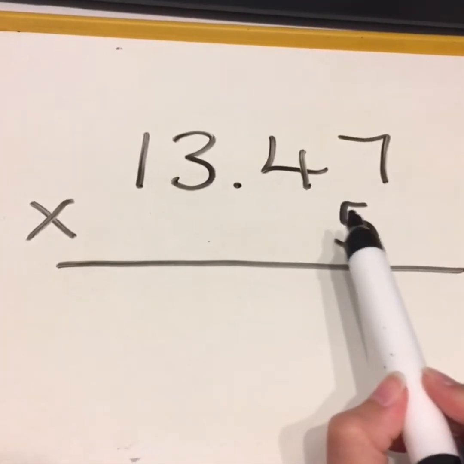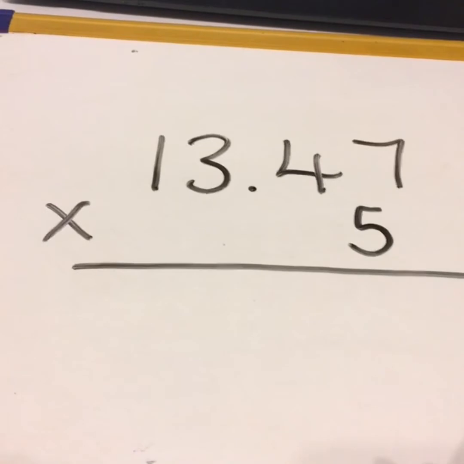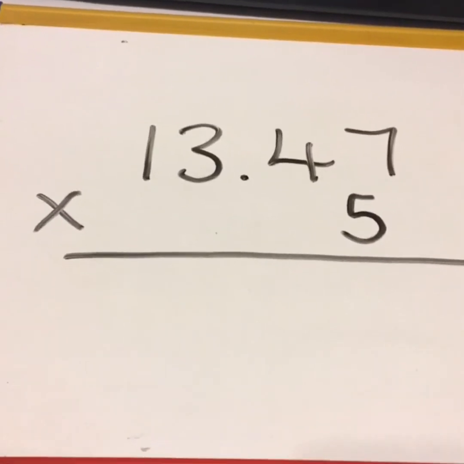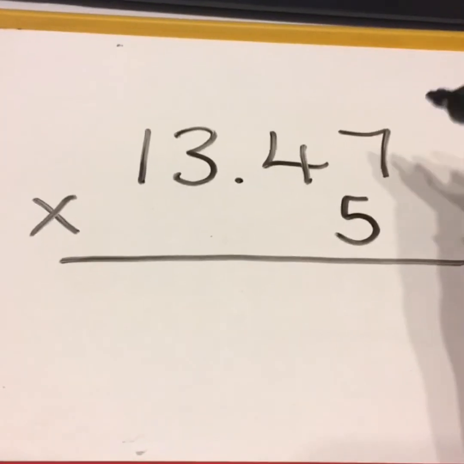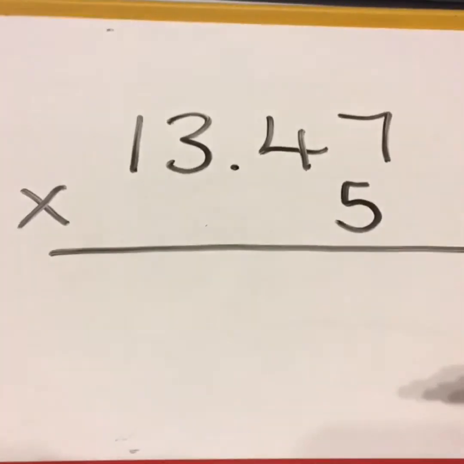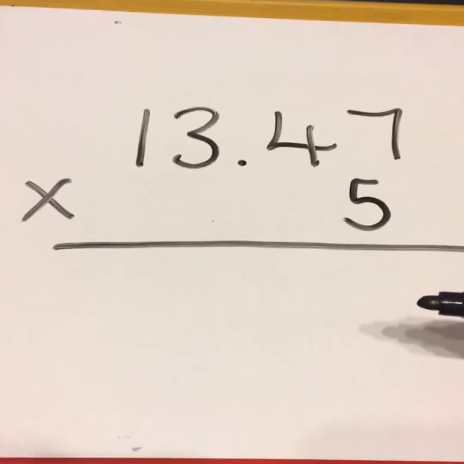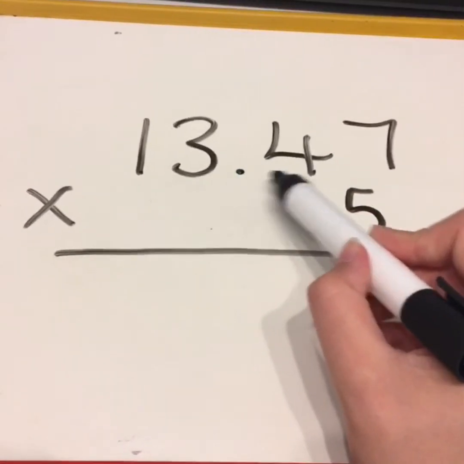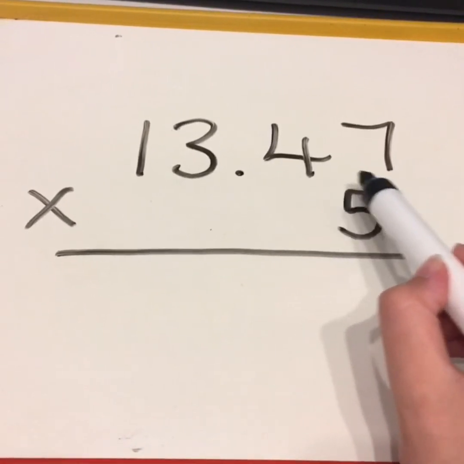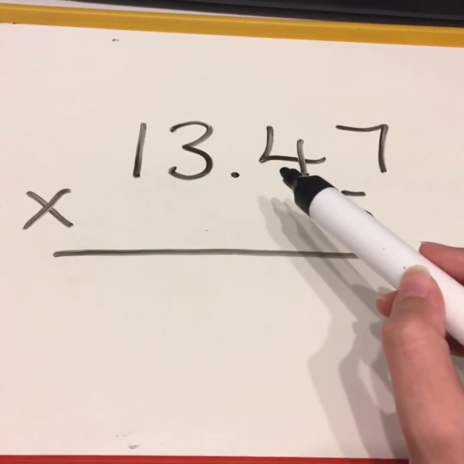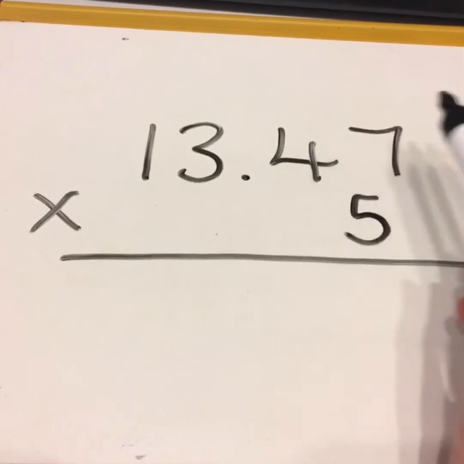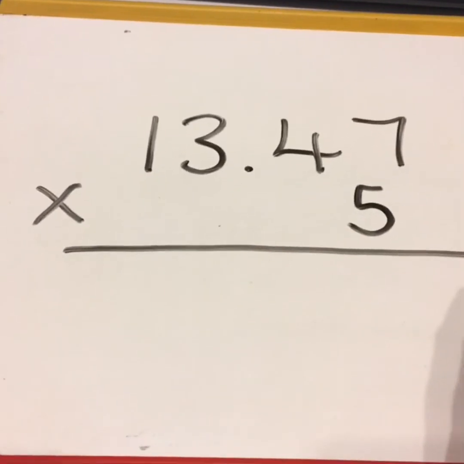Okay, so for this second one, again, I've written it into column method. Again, I've put this 5 on the right hand side because I just prefer it there. For me, that just helps me to remember this is what I'm multiplying and it's the same as if I'm doing normal column method. Now, if you want to do the method where you do it as a whole number, this time, because you've got 2 decimal places, you're going to have to times this number by 100 to make it a whole number, and then at the end divide it by 100.